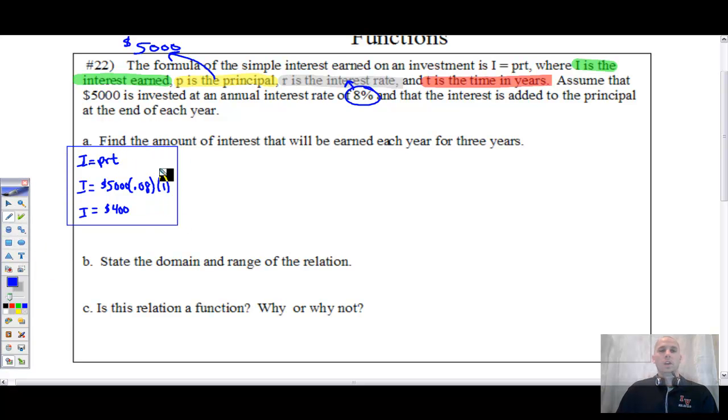Then we go to year 2. It says that the interest is added to the principal at the end of the year. So when I go to year 2, my principal is not $5,000. It's $5,400 because I add the $400 from year 1 to the $5,000 original. Once again, this is not a trick question. During the second year, how many years was the money in the account? It was in there for 1 year. 5,400 times 8%, $432.